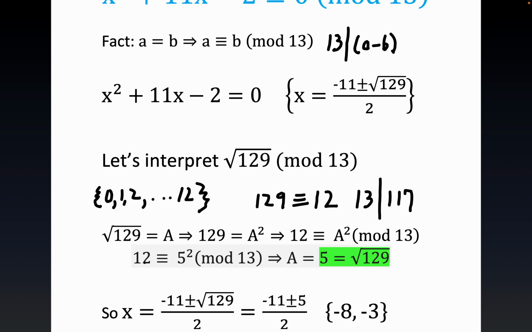Notice that 12 is congruent to 5 squared, because 5 squared is 25, and 25 minus 12 is 13, which is certainly a multiple of 13.